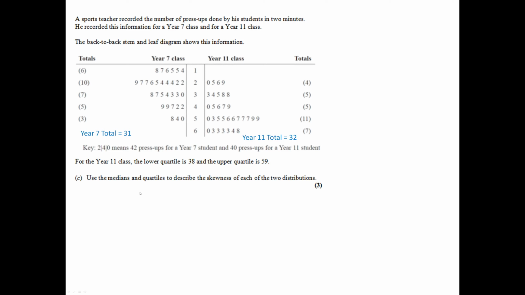Now it's given us the lower quartile and the upper quartile for the Year 11 class, but it then says use the medians and quartiles to describe the skewness of each of the two distributions. To some extent you can see some of this skewness. In the Year 7 class there are more values towards the beginning, whereas in the Year 11 class there are more values towards the high end. And we remember, here's the data for Year 11 and for Year 7.